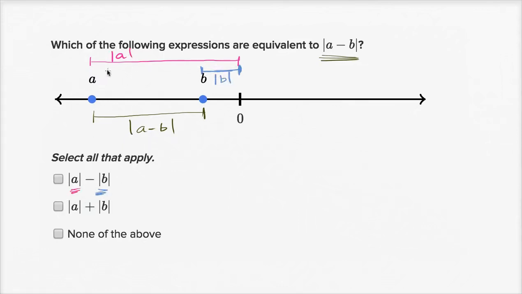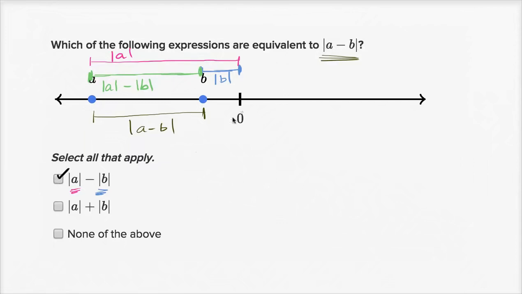So if you say the absolute value of a minus the absolute value of b, what are you going to be left with? Well, you're going to be left with this distance right over here. Absolute value of a minus the absolute value of b is going to give you this green distance. Well, that's exactly what we have up here. The absolute value of a minus b is the distance between a and b, and that's what this green distance is as well. So this is going to be equivalent to the absolute value of a minus b.